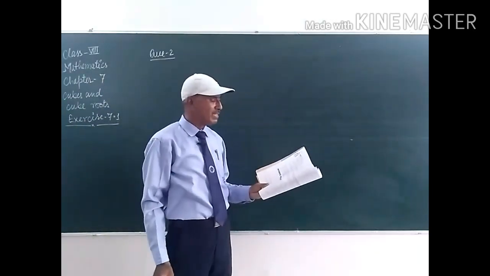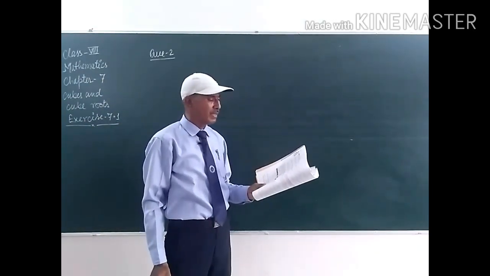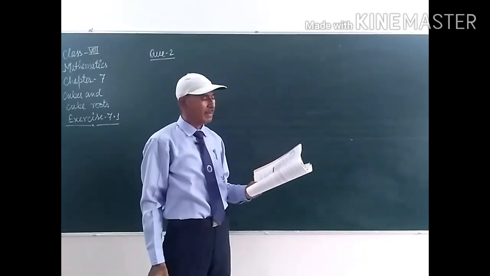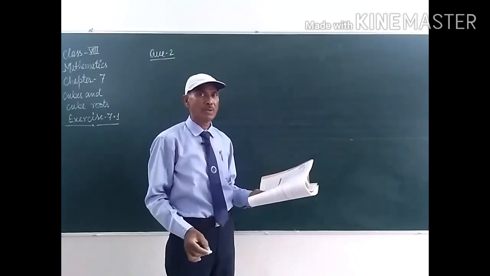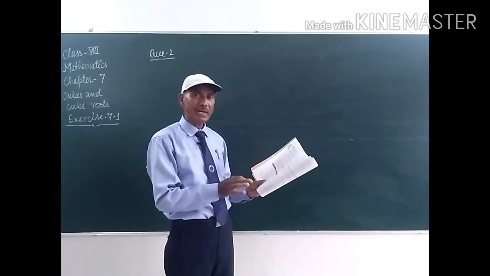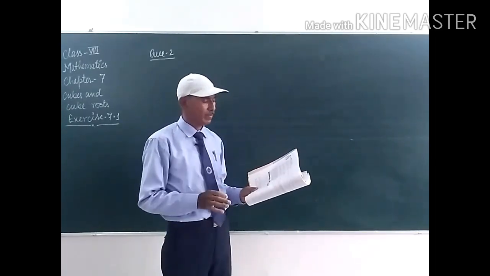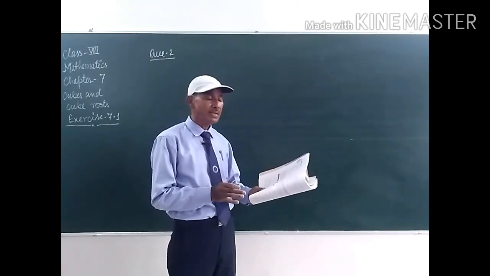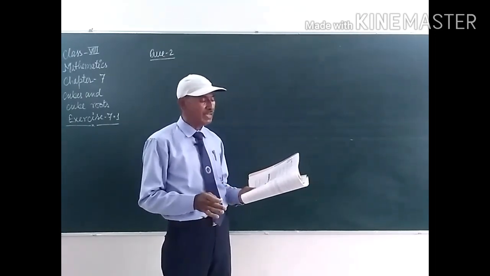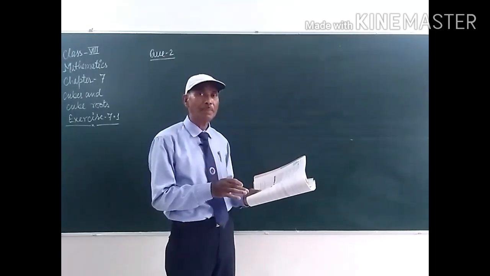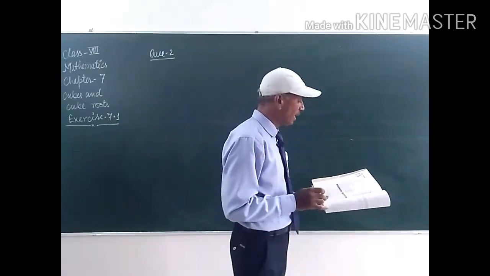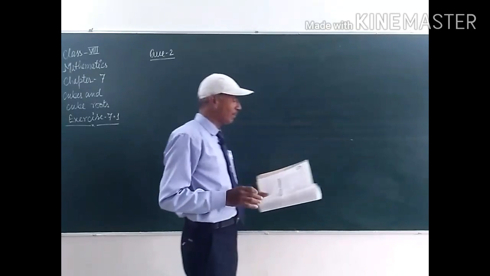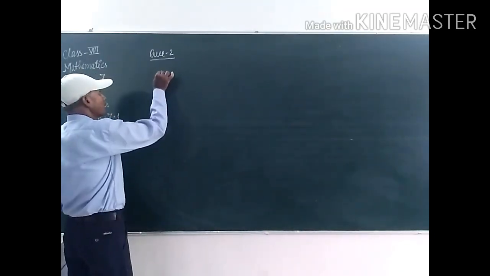Find the smallest number by which each of the following numbers must be multiplied to obtain a perfect cube. These numbers are not perfect cubes, student. We have to find the smallest number by which the given number must be multiplied to make it a perfect cube number. The first part of this is 243, student.